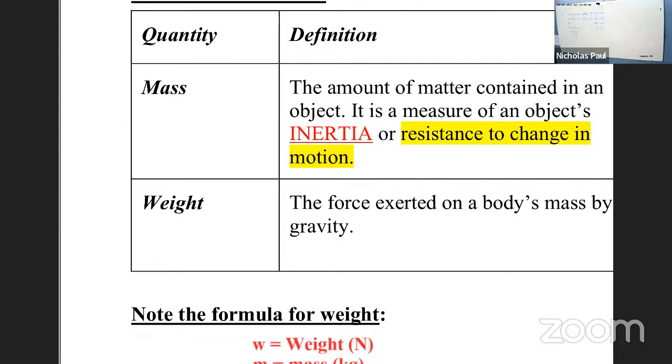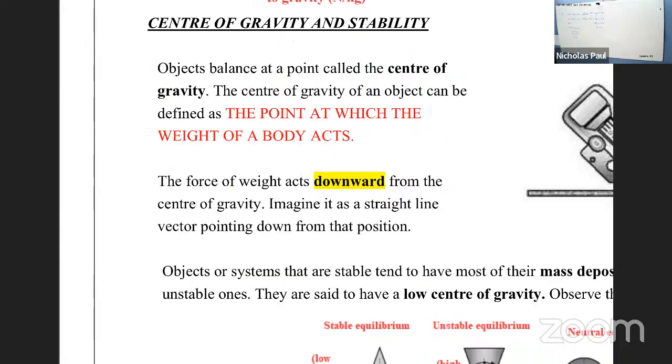All right, nice. Here again, we said mass by gravity and so on, right? We talked about center of gravity and how center of gravity determines stability. The lower the center of gravity, the more stable it is.